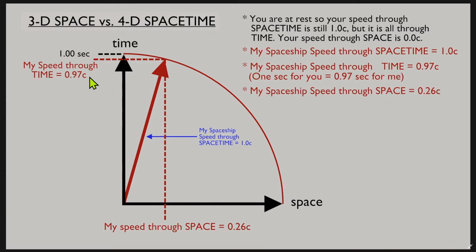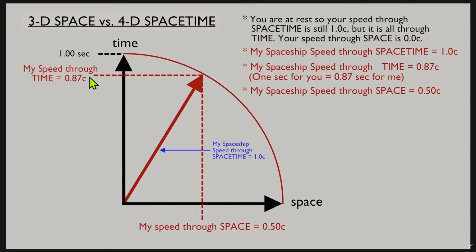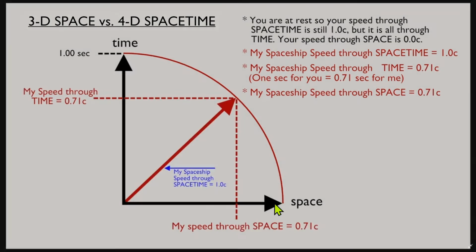Let's look at another one. Here I'm going at 50% the speed of light. My vector rotated further. My spaceship is now going faster. I'm going at half the speed of light. And now 0.87 seconds on my clock is 1 second on your clock. So I'm not aging as fast as you. I'm still moving at the speed of light through space-time, but I'm only going at half the speed of light through space.